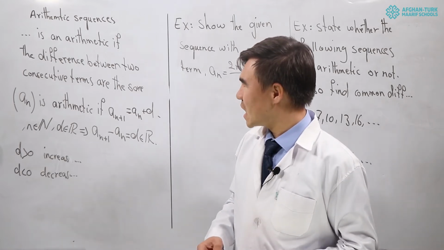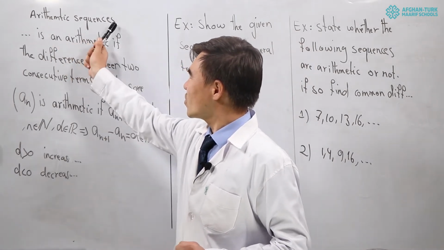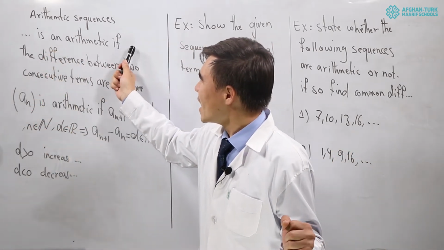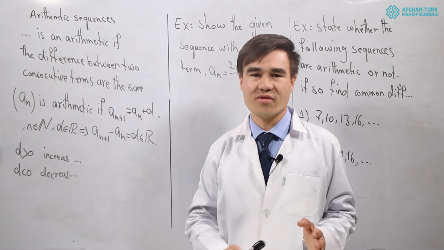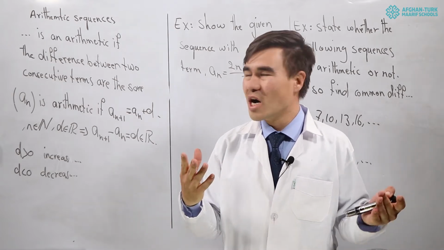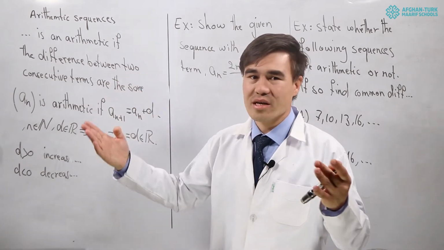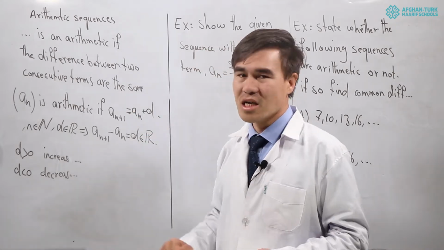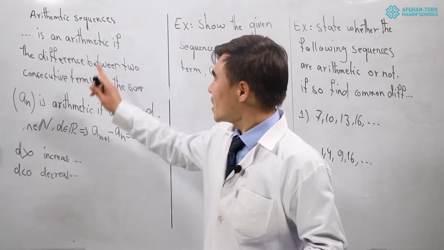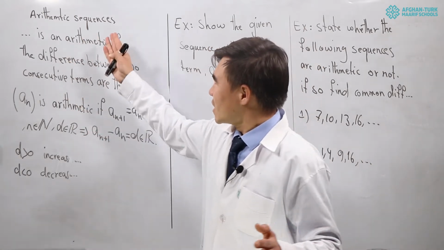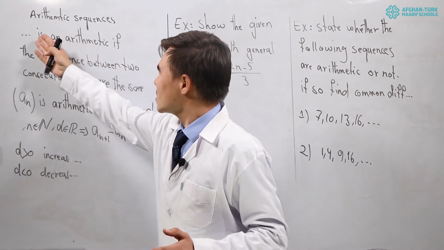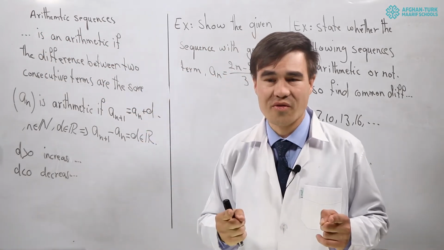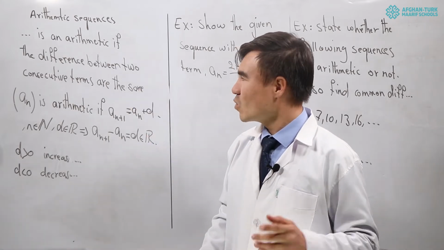First, we must define it. A sequence is called an arithmetic sequence if the differences between two consecutive terms are equal to each other, and the difference must be a constant number, which is a real number. Let's define it again: a sequence is an arithmetic sequence if the differences between two consecutive terms are the same. What is a consecutive term?